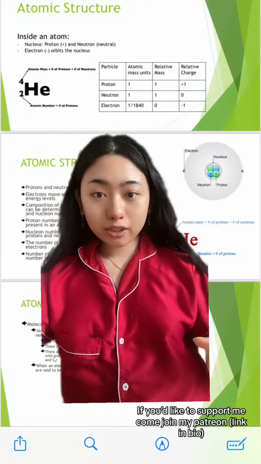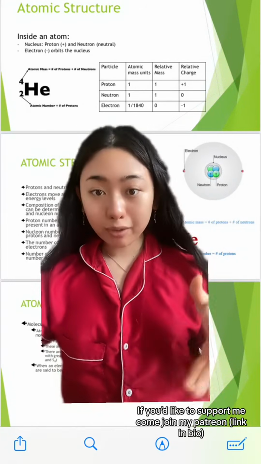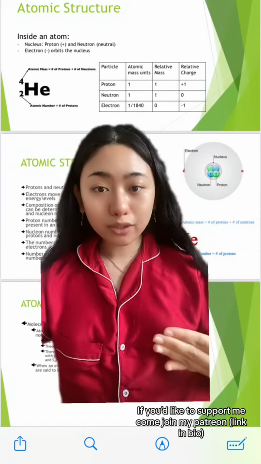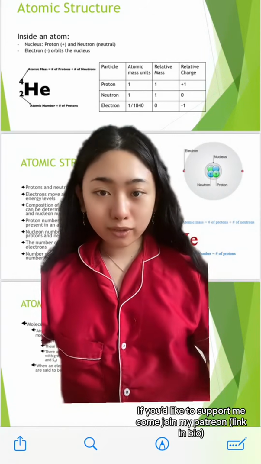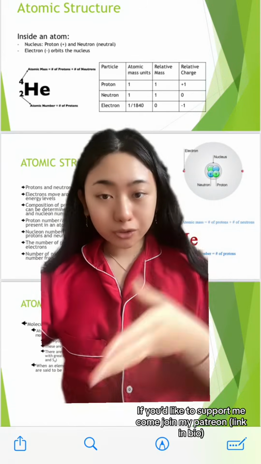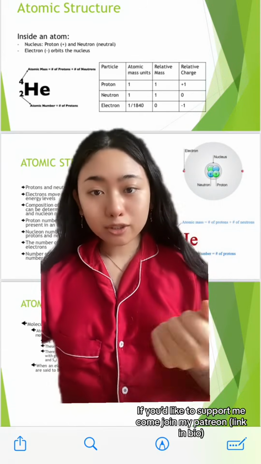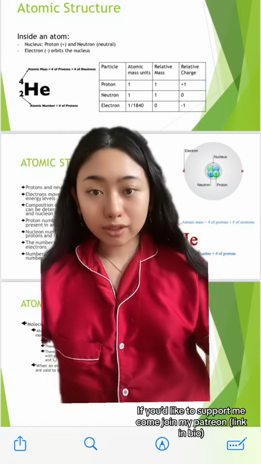There's a few things you still need to remember, like protons and neutrons have a relative mass of 1, while the electrons are 0. Protons have a charge of +1. Neutrons are neutral, so they have a 0 charge. And the electrons have a relative charge of -1.